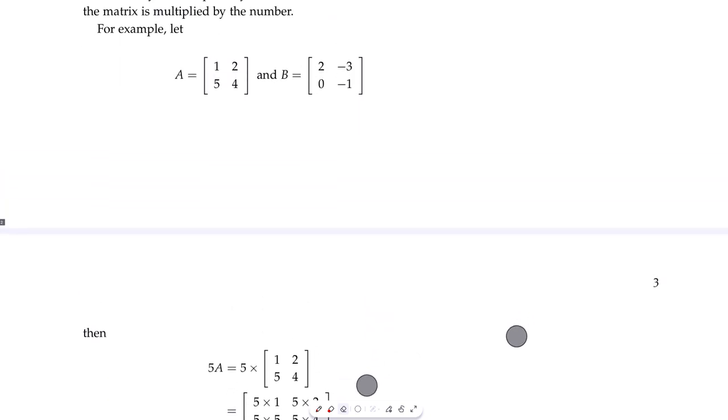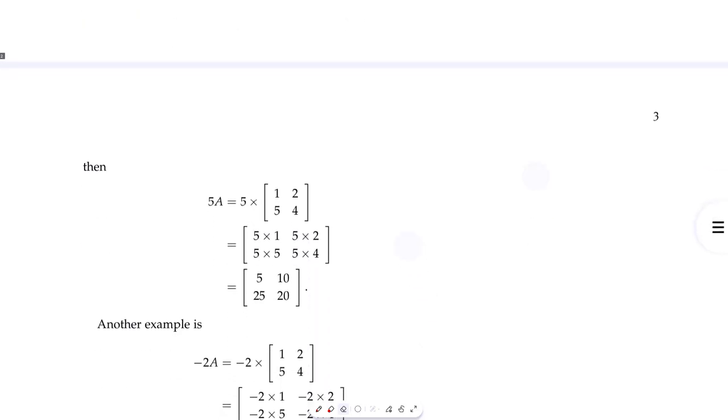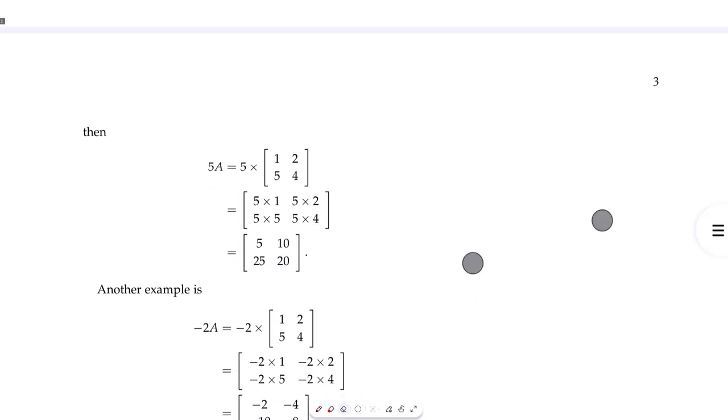So let's look at this example now. We have A equal to [1, 2; 5, 4], and we have B equal to [2, -3; 0, -1]. Then you want to do 5A. The first question is 5A. 5A means 5 multiplied by A, which is 5 times 1, 5 times 2, 5 times 5, 5 times 4. And that gives us 5, 10, 25, 20. Are you seeing that now? That is it.